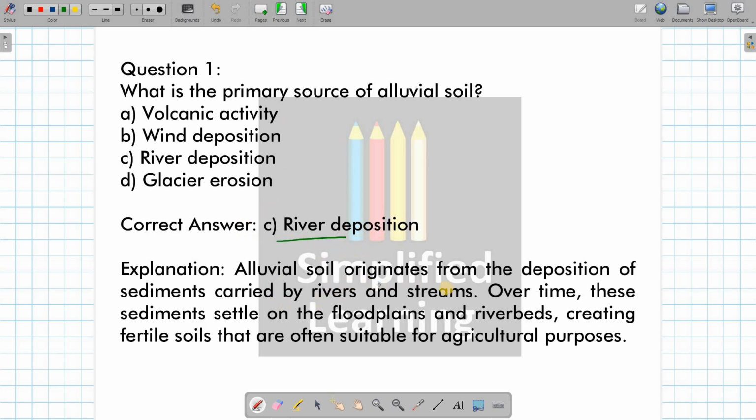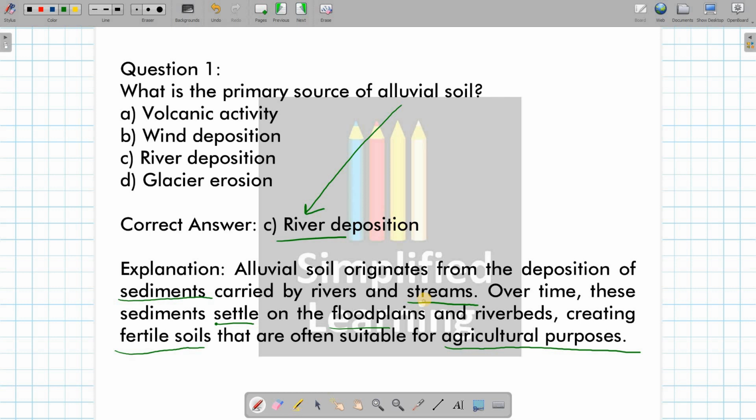Alluvial soil originates from the deposition of sediment caused by a river or any flowing water body. With the passage of time, these sediments settle on the bed of the river or floodplains, and thereby a highly fertile soil is formed. It is called alluvial soil, the soil generated by river deposition. It is highly rich in nutrients, that's why it is very useful for agricultural purposes.